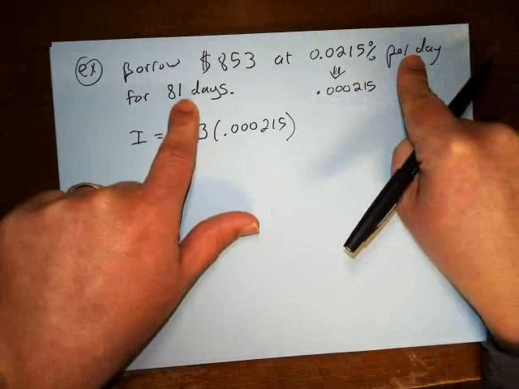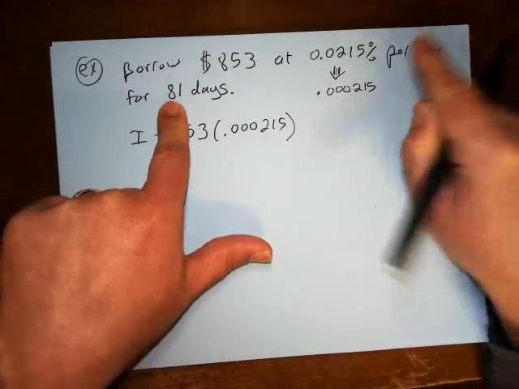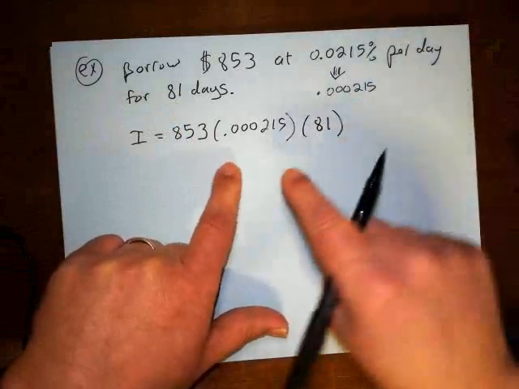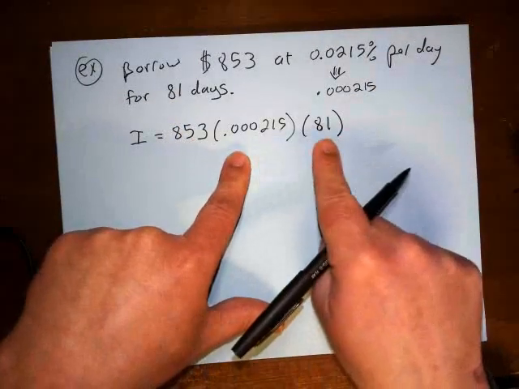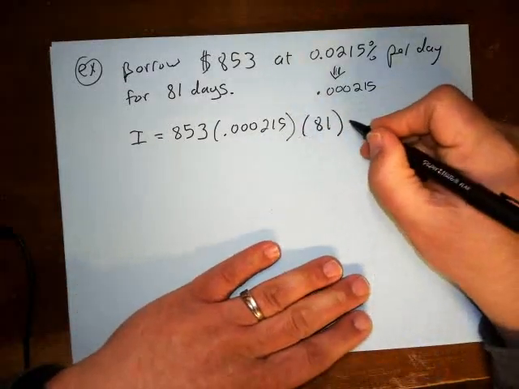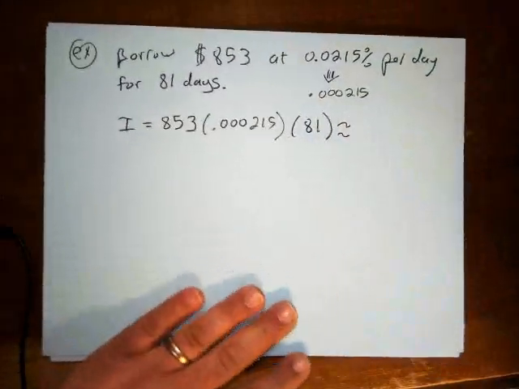This is like 5 miles per hour, 3 hours. You've got a match here. So all I need to do is multiply by 81. It's this percent per day for 81 days. So I just multiply. No conversion in this case. Okay.